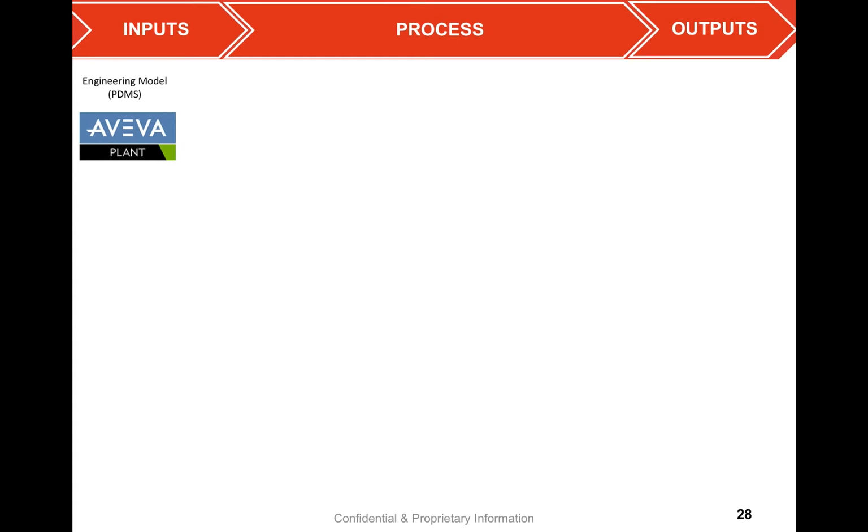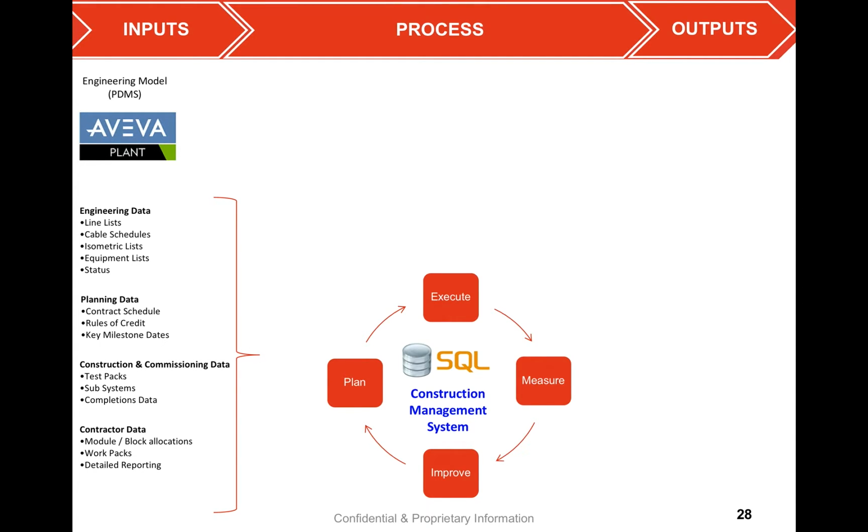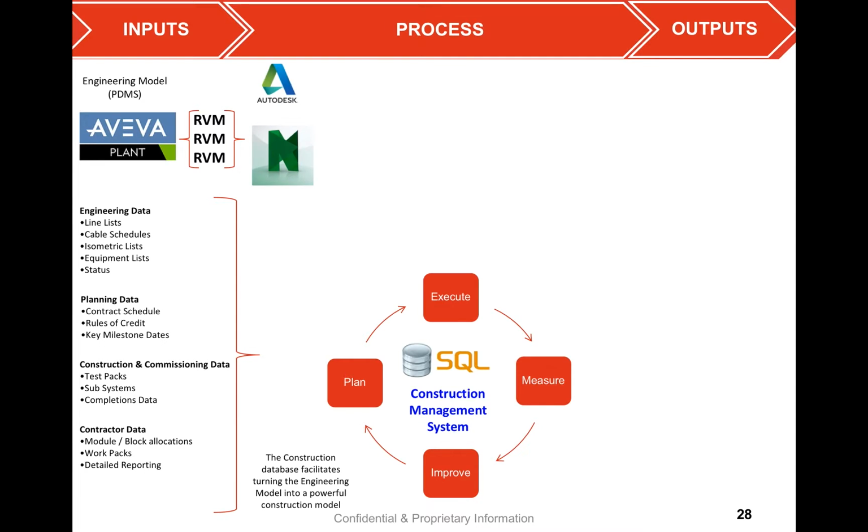Our engineering model was developed in AVEVA, which meant we had to have a robust conversion strategy to link into Navisworks. Before we apply anything into Navisworks or BIM360, this is the setup of our construction database. We pull all the engineering data, all planning data, all our construction completions data, all the contractor data into our construction management system to create the ability to plan, execute, measure, and improve. It's all these relationships in the data that enable us turning the engineering model into a powerful tool for construction. From the AVEVA plant, we convert into RVM files, which we then load into Navisworks.